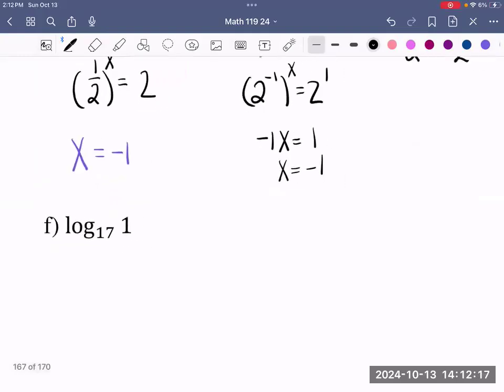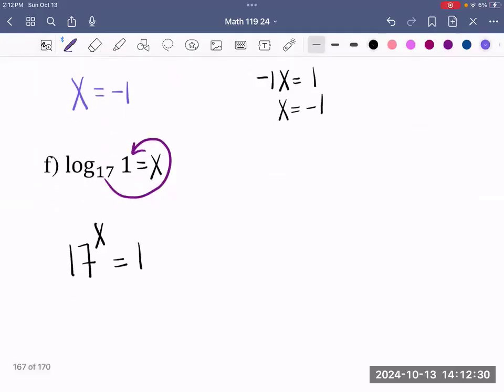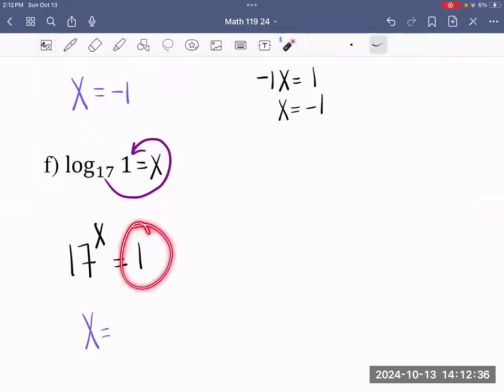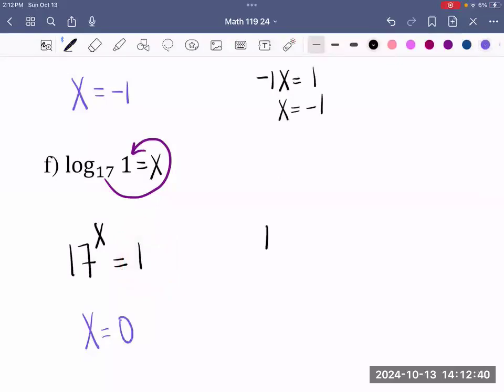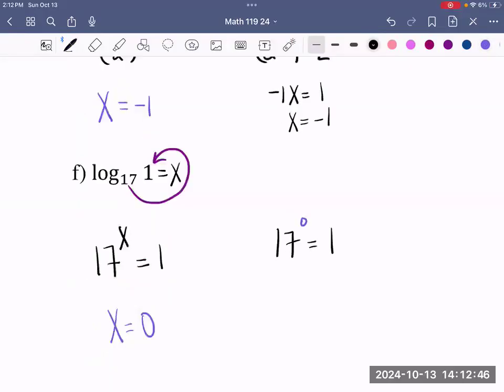Let's try it again. Log base 17 of 1 is equal to x. Come up and around. So we have 17 to the x is equal to 1. So what would x be equal to? Well, anything to the what power is equal to 1? Well, x has to be equal to 0 for that to be true. So 17 to the 0 is equal to 1, which is actually true.